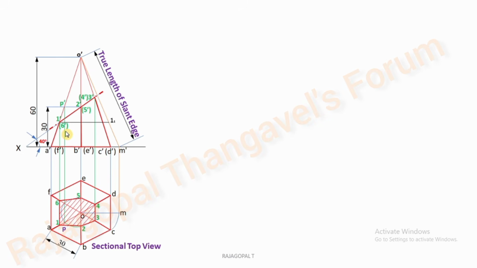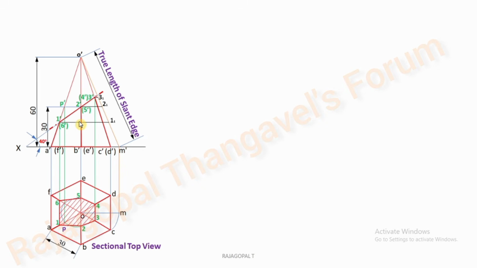So before that, what we can do in this simple position, we can shift all the cutting points of section plane to the true length of slant edge line. What is the first cutting point of section plane? 1 dash. Draw a line from that parallel to XY until it cuts O dash M dash. So where it is meeting, make it as 1 1. From 2 dash, you draw a line and make it as 2 1. From 3 dash, draw a line which is parallel to XY, make it as 3 1. From 3 1, we are having 4 dash, 2 dash also, 5 dash, same line 2 1.